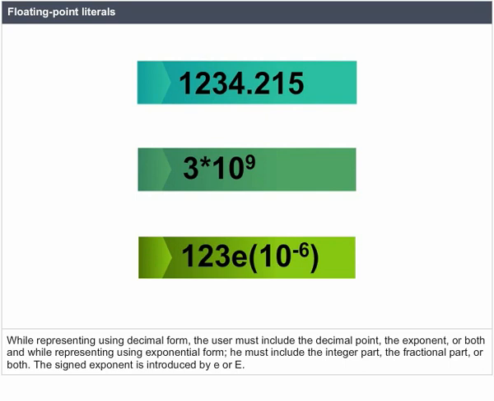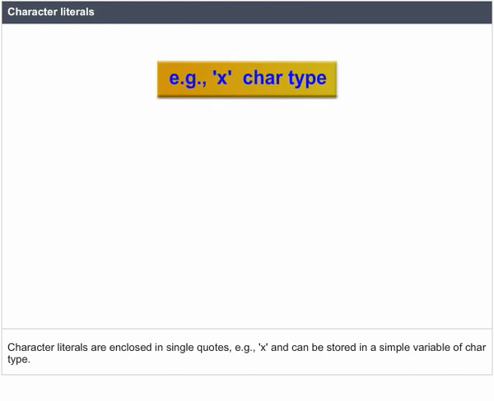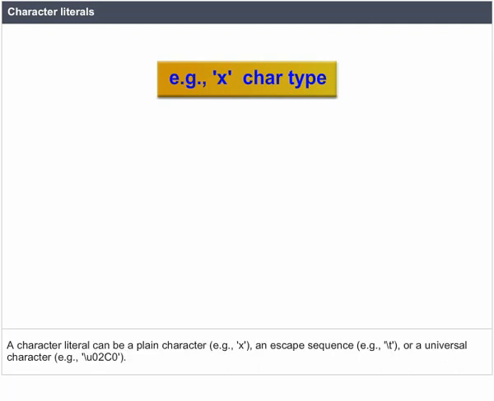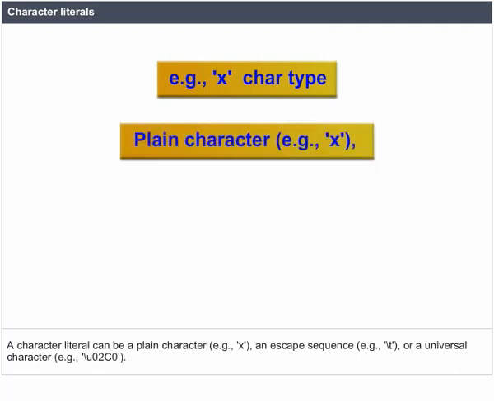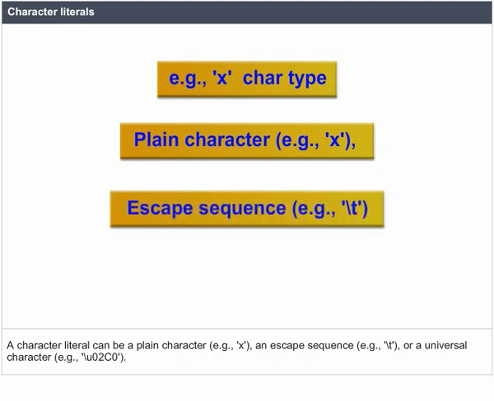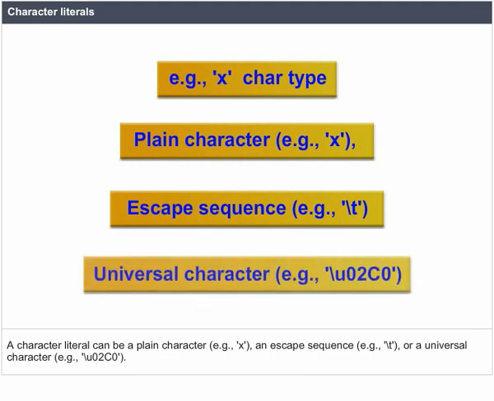Character literals. Character literals are enclosed in single quotes, for example 'x', and can be stored in a simple variable of char type. A character literal can be a plain character, for example 'x', an escape sequence, for example '\t', or a universal character, for example '\u02C0'.